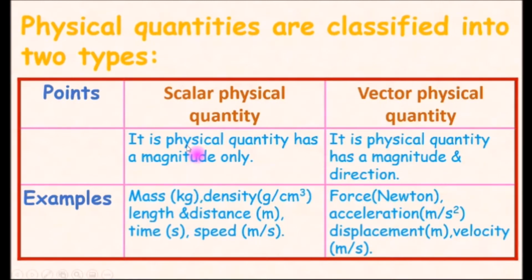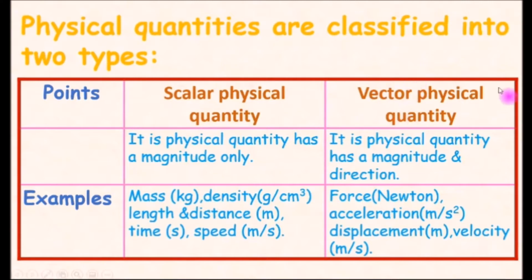Firstly, we need to know the definition or what's meant by scalar physical quantity and vector physical quantity. The definition of a scalar physical quantity says that it's a physical quantity that has a magnitude only. To know a scalar physical quantity, we need to know only its numerical value, its number. As we said, the time of the journey is 3 hours. We need only to know the value, the number.